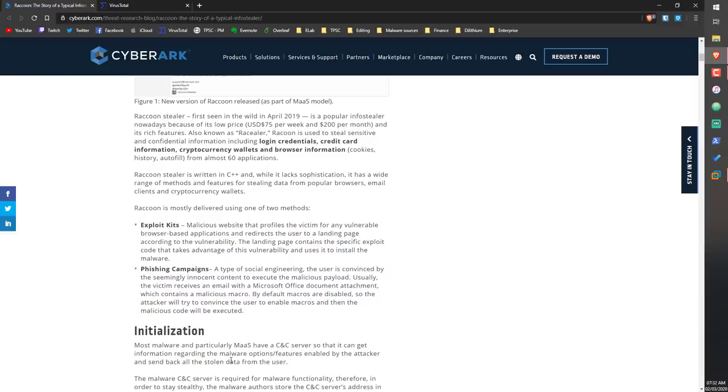Since this is an info stealer, the command and control is crucial here, because if it cannot send the information back out, the damage is mitigated. So if you've got a good firewall or something that's blocked the CNC, even if the malware does get through, it really can't do much because it cannot send the information back.